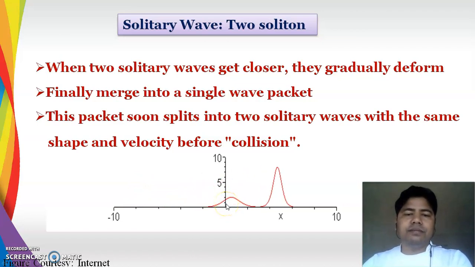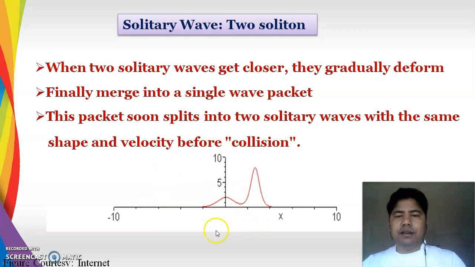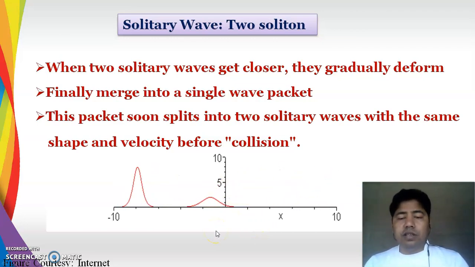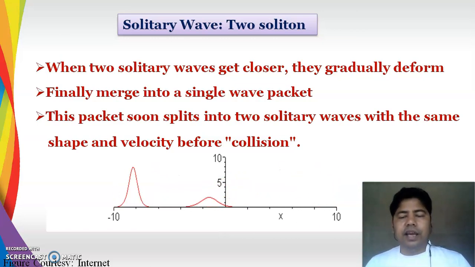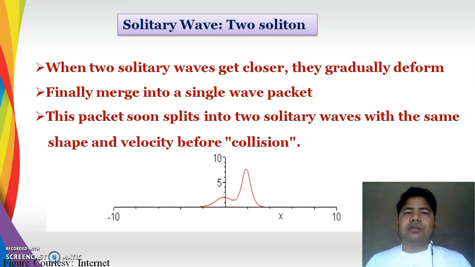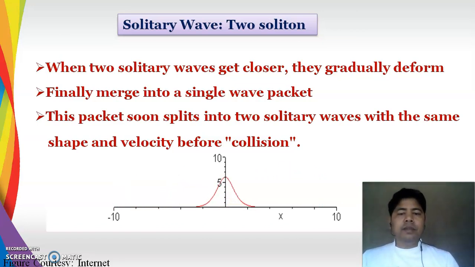This is what we call collision between two solitons. This happens in several types of solitons. If there is collision between multiple solitons, they are not going to deform their shape or their speed. So these solitons are a very interesting topic to study, and there are various applications in optics.